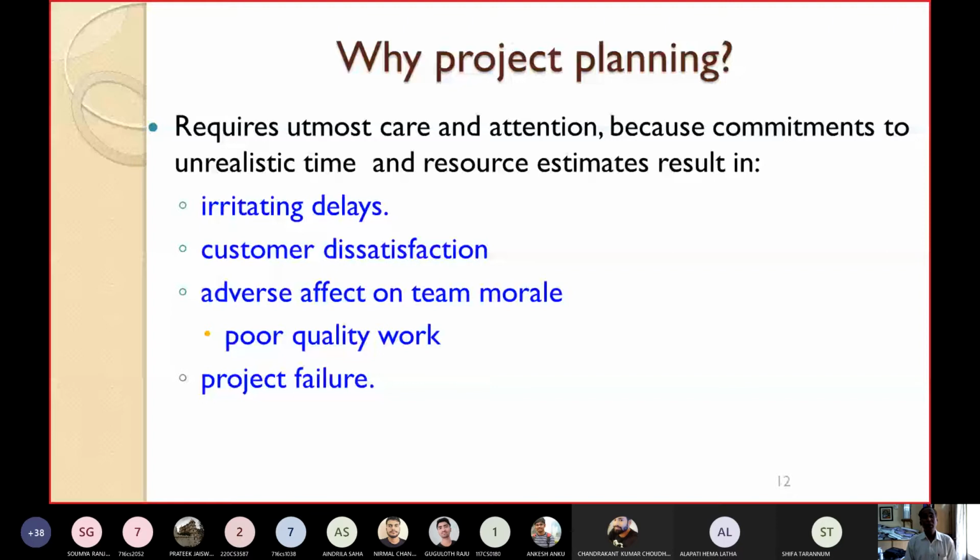It will lead to irritating delays. Delays will be increasing, so the customer will be irritated. And if there is a delay in delivery time, obviously the customer will be dissatisfied: customer dissatisfaction. Adverse effect on team morale.